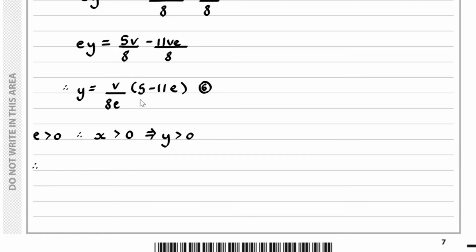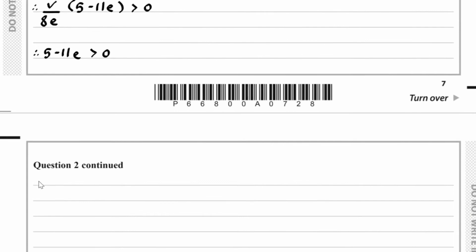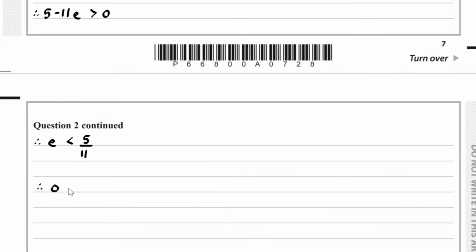And so therefore, solving the inequality v over 8e lots of 5 minus 11e is greater than 0, you can see 5 minus 11e will be greater than 0. And so therefore, e will be less than 5 over 11. And if that's the case, the range of possible values for e, we have 0 being less than e, which is less than 5 over 11.